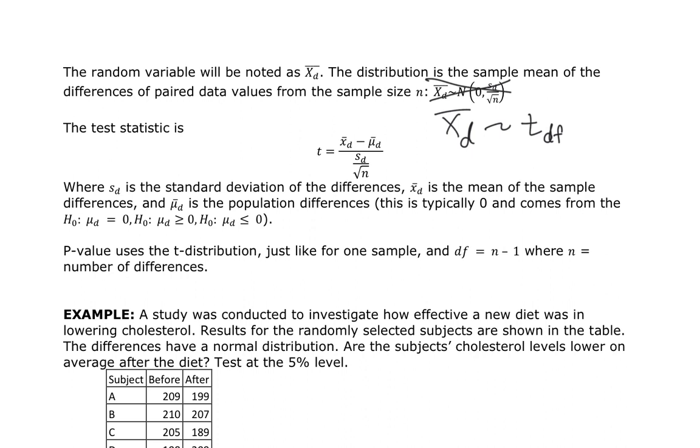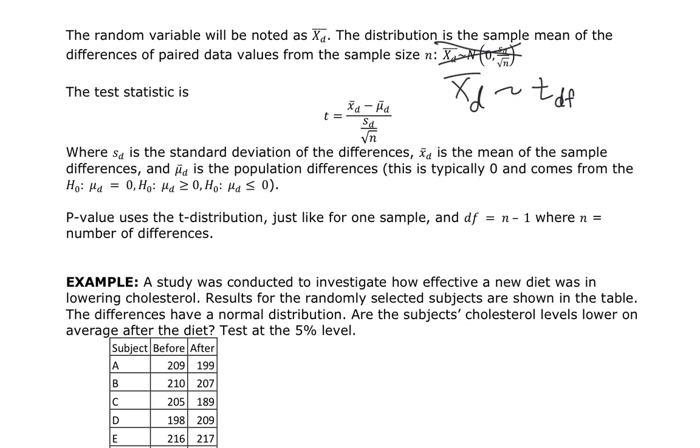So let's take a look at the first example here. The study was conducted to investigate how effective a new diet was in lowering cholesterol. The results of the randomly selected subjects are shown in the table. The differences have a normal distribution, so that's good. Are the subjects' cholesterol levels lower on the average after the diet? We're going to test at a 5% significance level.